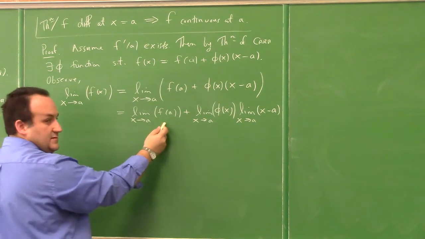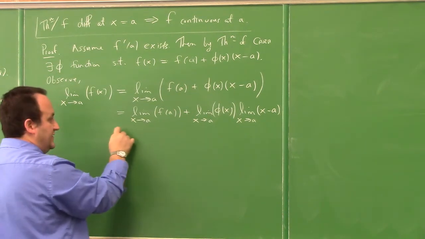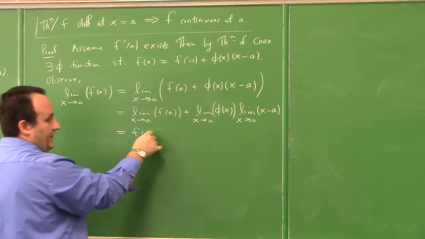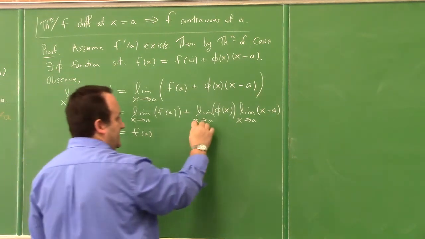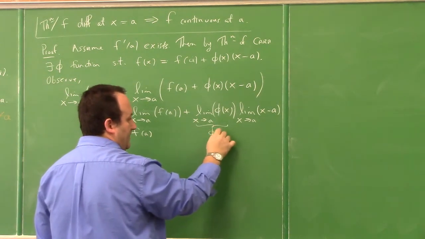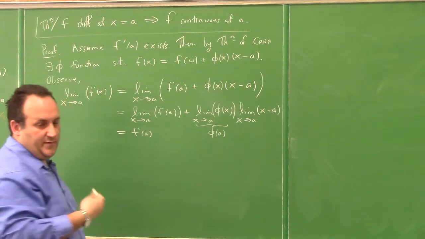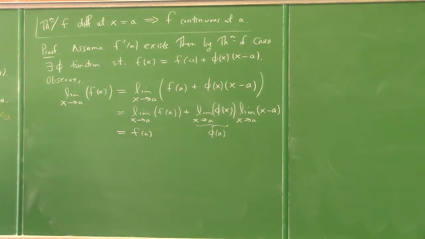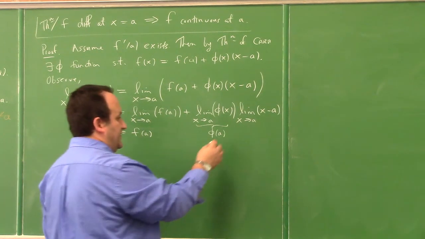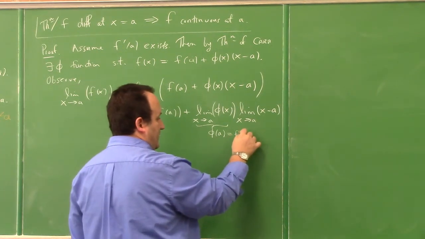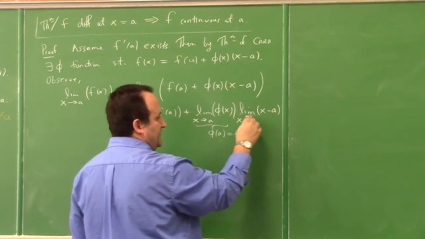This is a constant, right? The limit of a constant is just the constant. This exists, this is phi of a, right? Which from the proof of the theorem of Caratheodory, we know is actually f prime of a. What's the limit as x goes to a of x minus a?